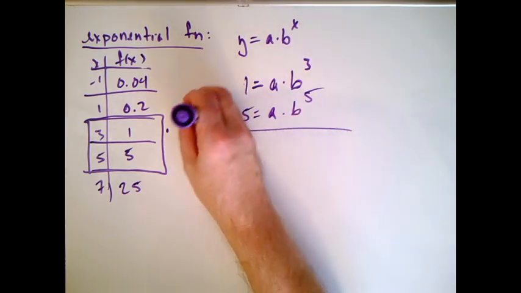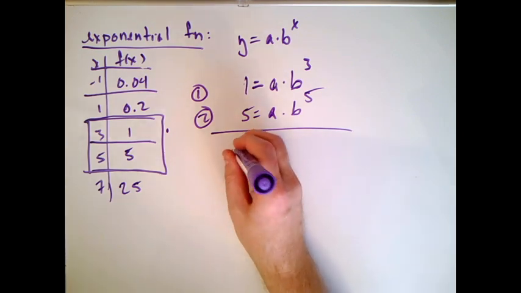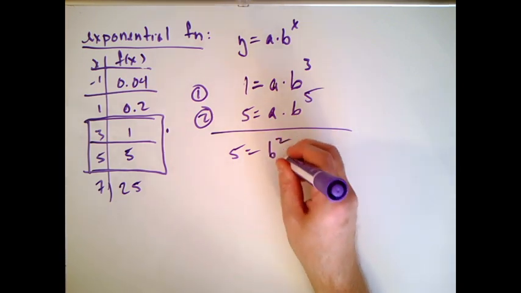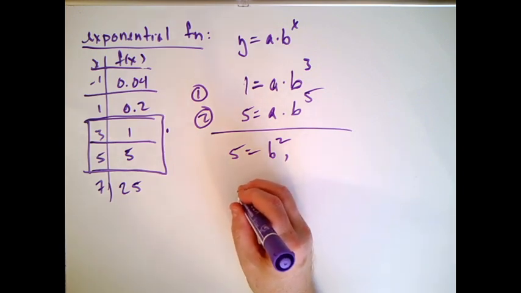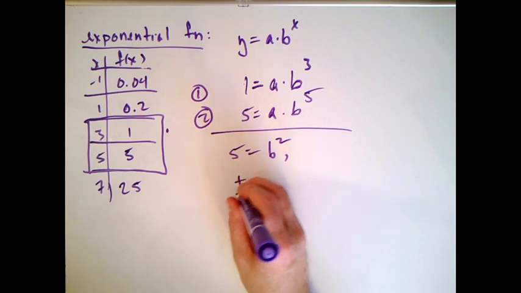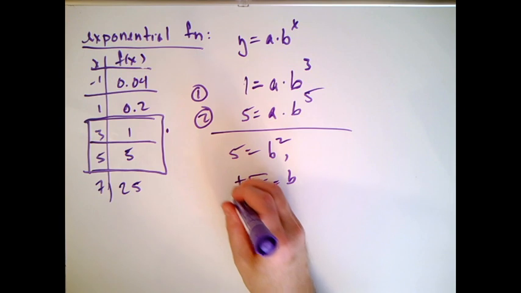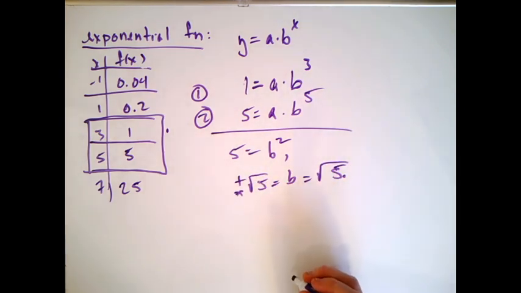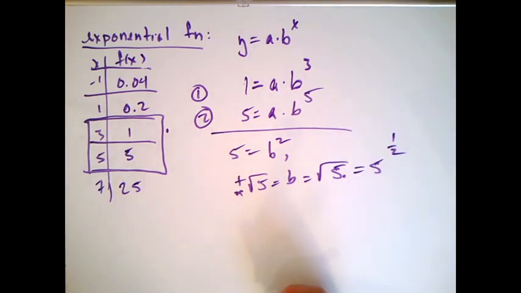I'm just going to take equation 2 and divide by equation 1. Well, 5 divided by 1 is just 5. That's not so bad. A times b to the 5th divided by a times b cubed is just b squared. I take the square root of both sides. Plus or minus square root of 5 is equal to b, but b has to be positive, so we're just going to get that b is the square root of 5, which is not bad. Or 5 to the 1/2 if you like, whichever is nicer.